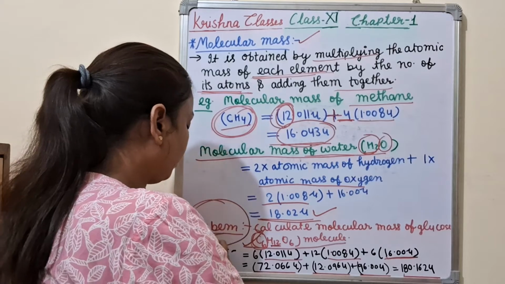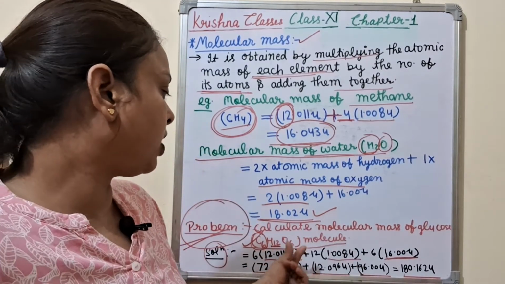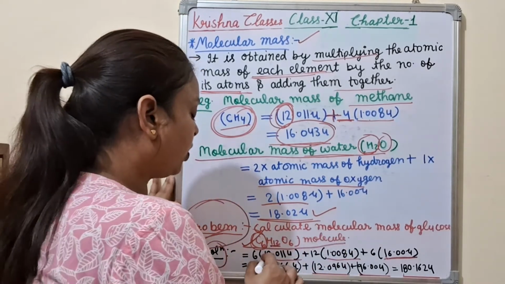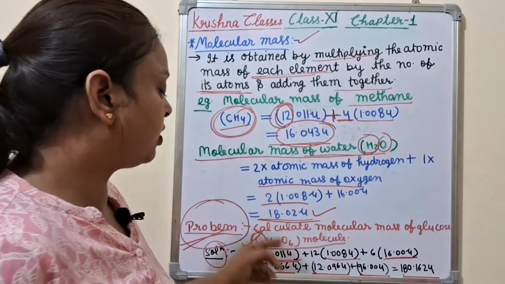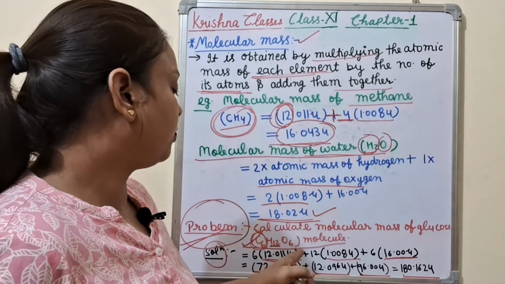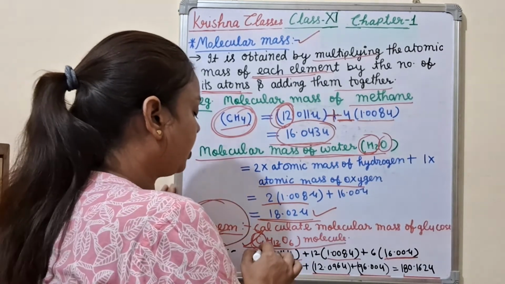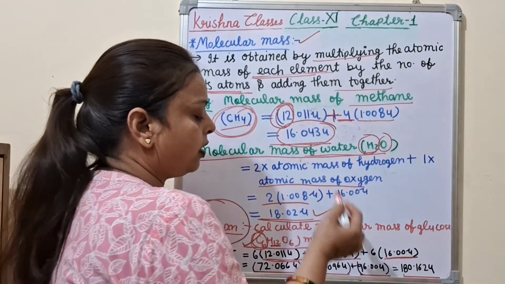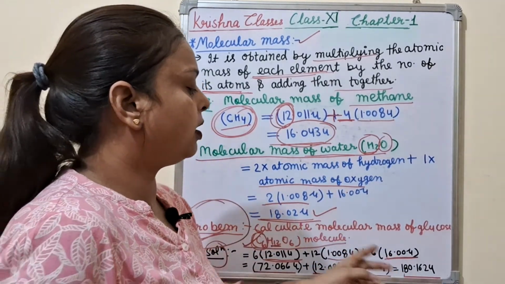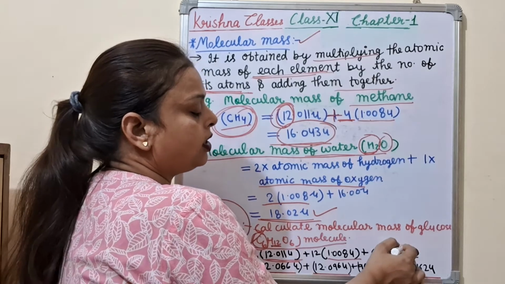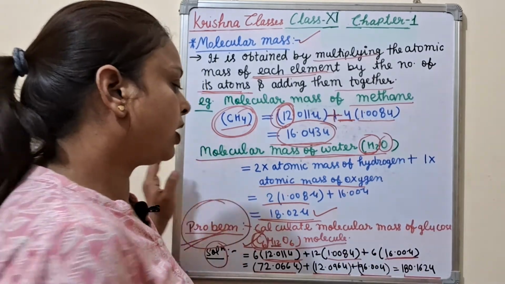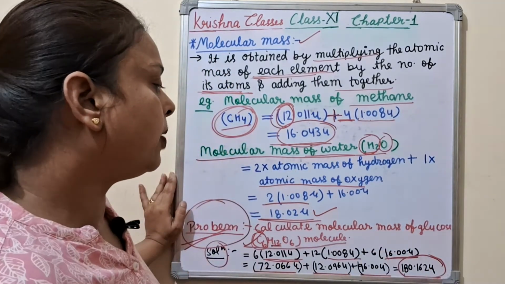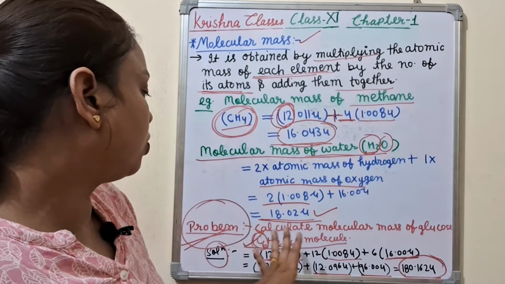Now come to the problem. Find out the molecular mass of glucose. Formula is C6H12O6. Then carbon is 12.011 multiplied by 6, plus 12 into 1.008, plus 6 multiplied by 16.00, and what comes is 180.162. This is the molecular mass of glucose.